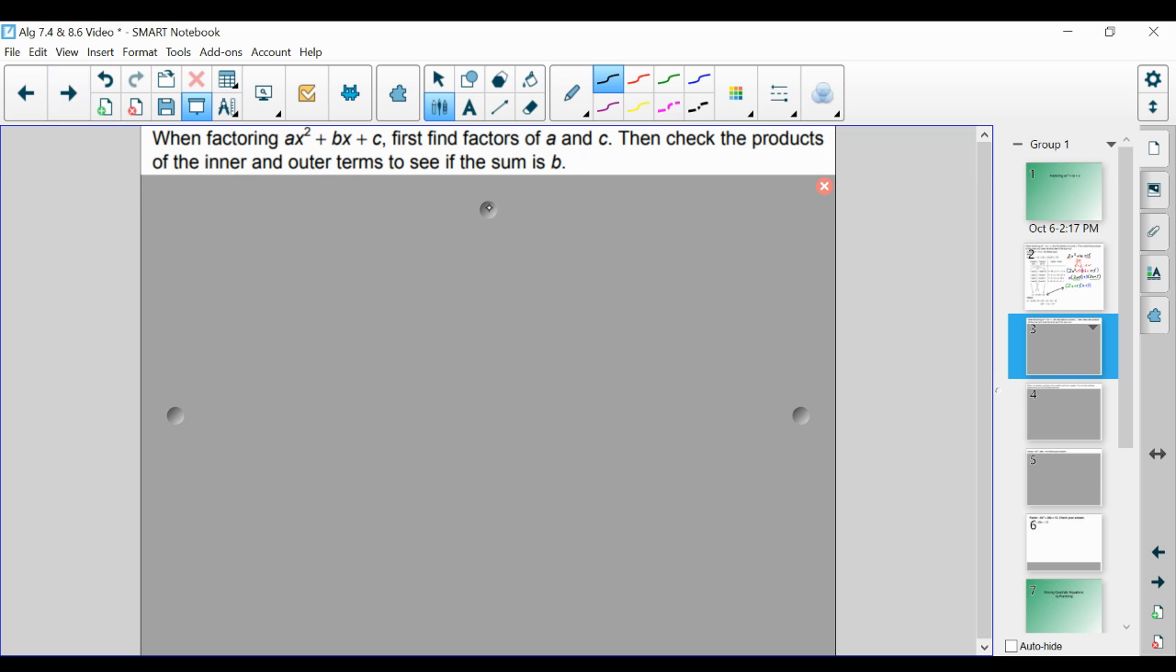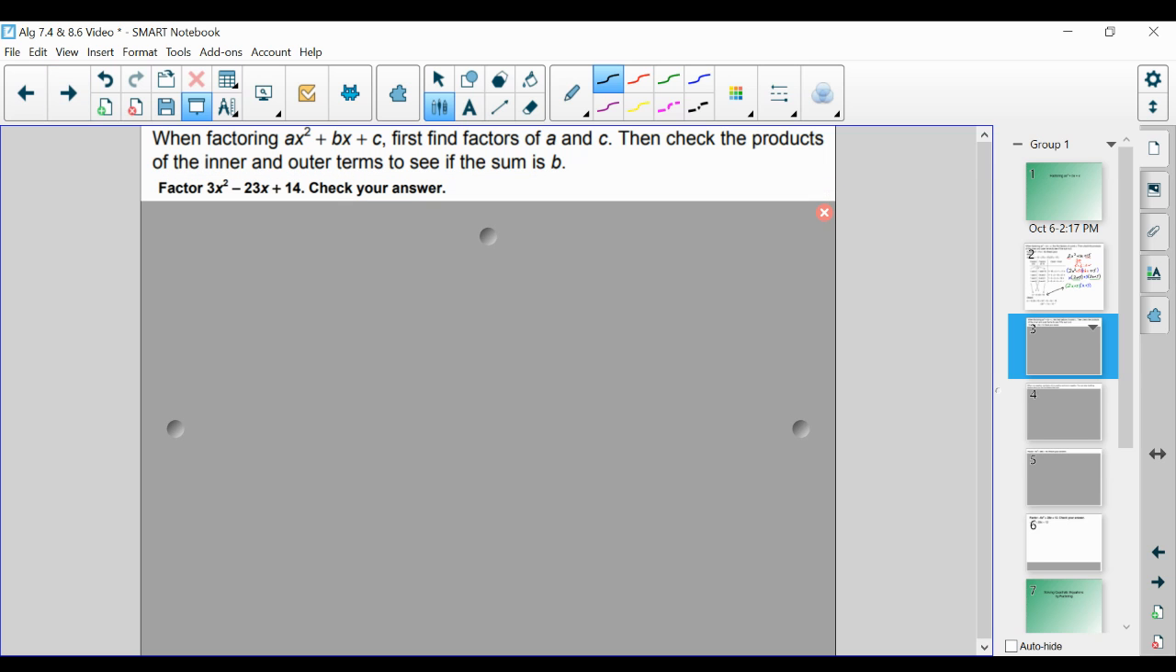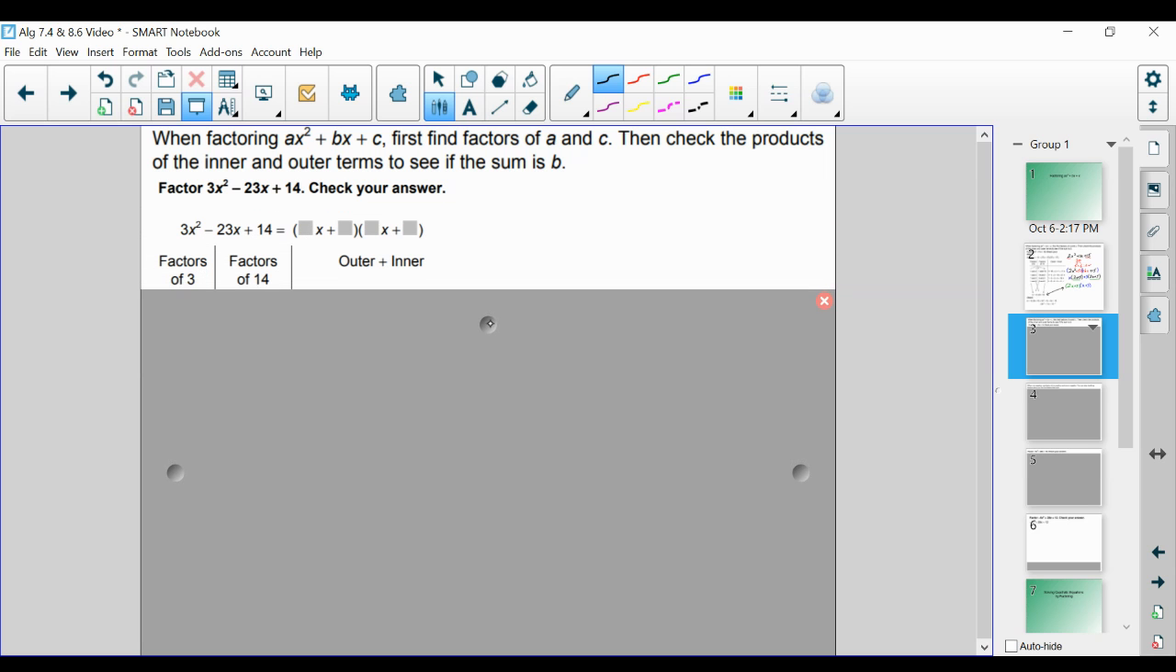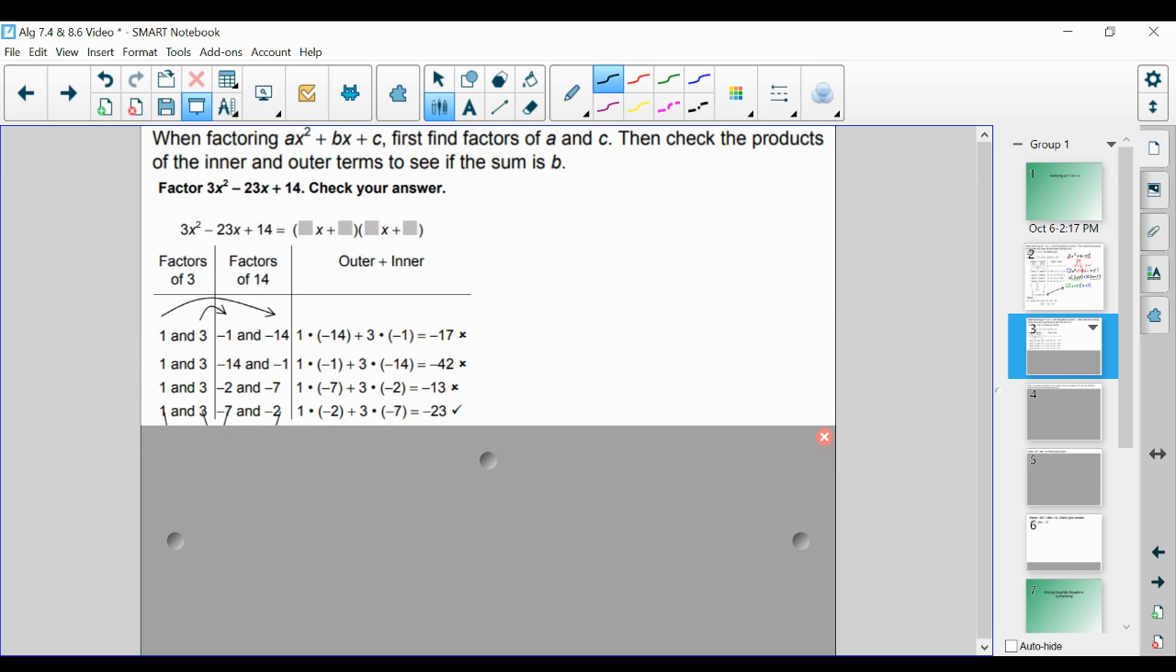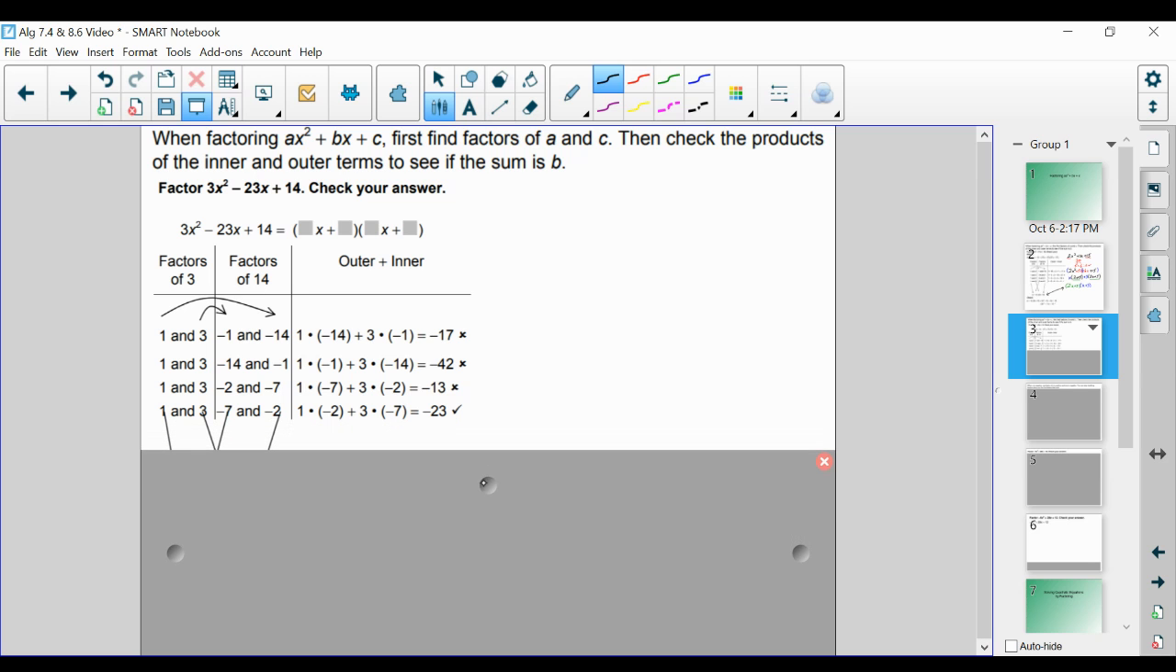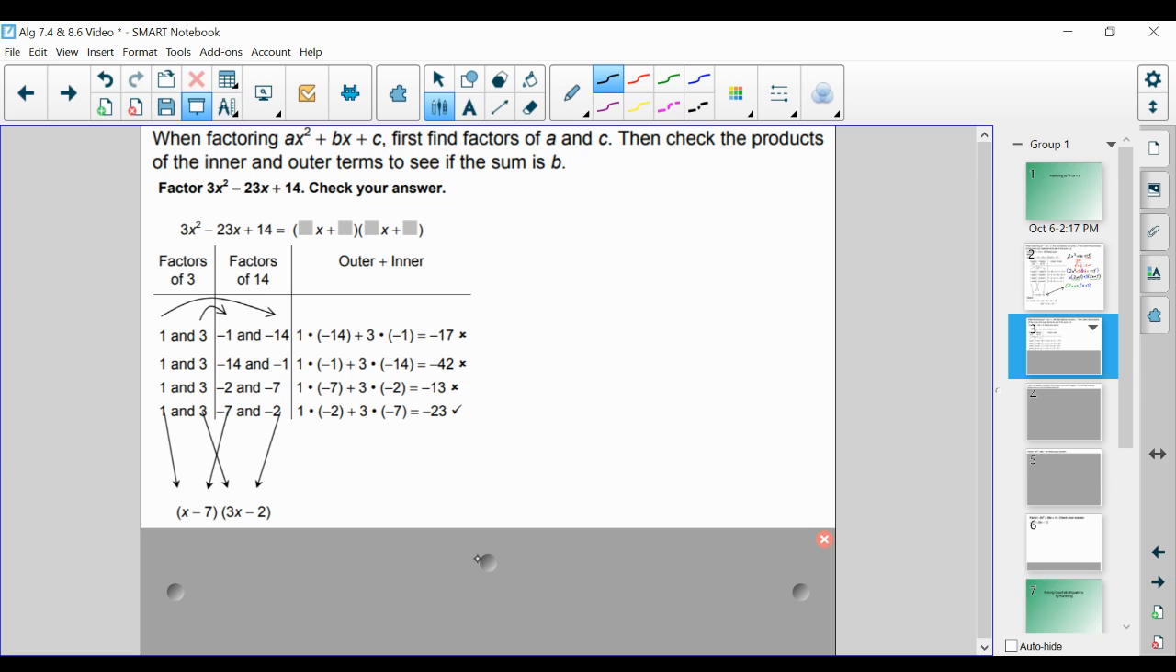Another example that is done for you is factoring 3x squared minus 23x plus 14. So we're going to find factors of 3 and factors of 14 that when we multiply and then add them, we get a sum of negative 23. We're going to find that 1 and 3 are the factors of 3, and negative 7 and negative 2 are the factors of 14. And we replace it in. We get x minus 7 times 3x minus 2.